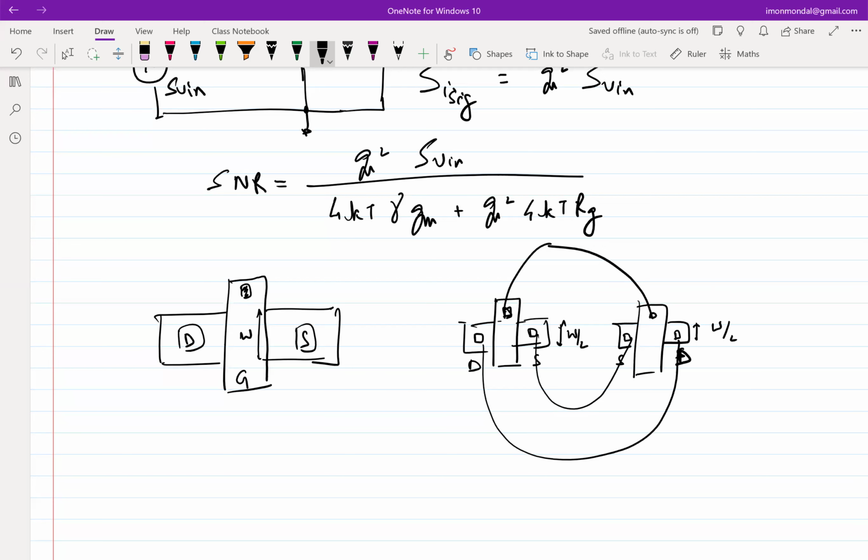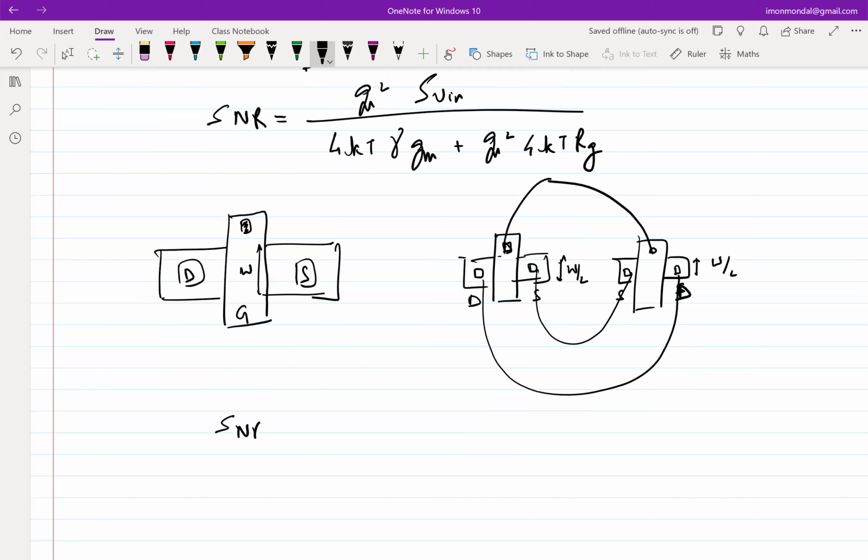If that is the case, bear with me for a minute. Your SNR is approximately equal to GM times SV in by 4KT gamma. The reason I wanted to show this here is because if I only concentrate on the noise term, it seems like increasing GM increases noise. But we are not interested in only noise. We're also interested in signal. In fact, we're interested more in signal than noise. We're interested in signal to noise ratio. But signal to noise ratio looks like it improves by increasing GM.